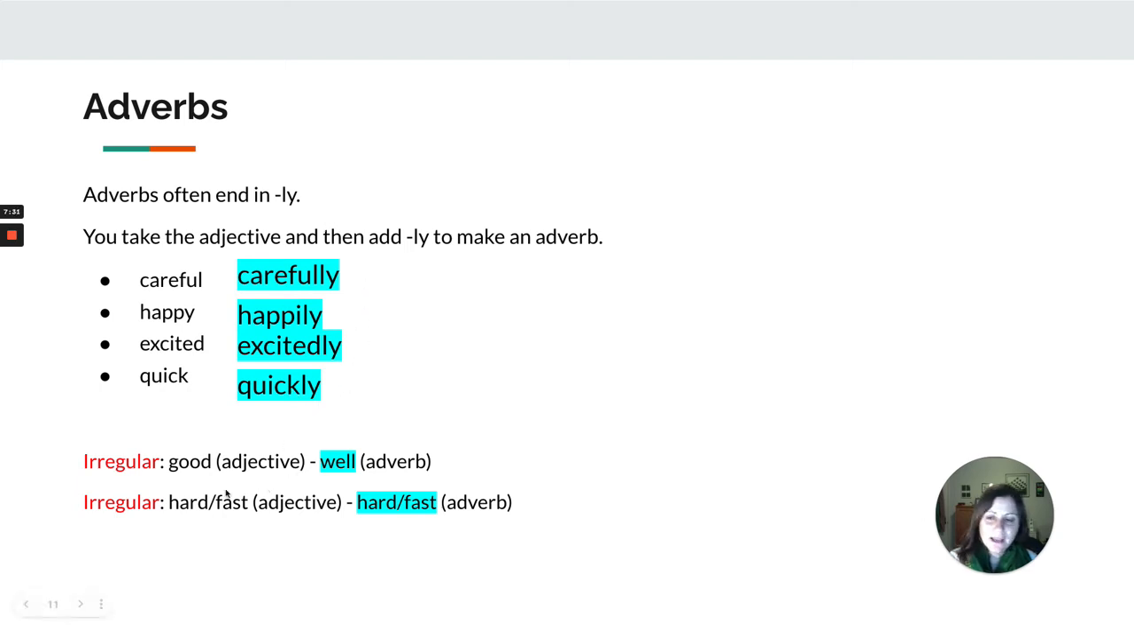We also have irregular adverbs like good is the adjective, but the adverb is well. Like, how does he drive? He drives very well. Other irregular ones are hard or fast. It doesn't change. So the adjective and adverb are exactly the same. Like, he drives fast. I don't say fastly.